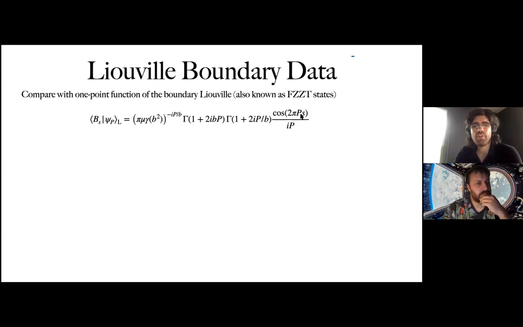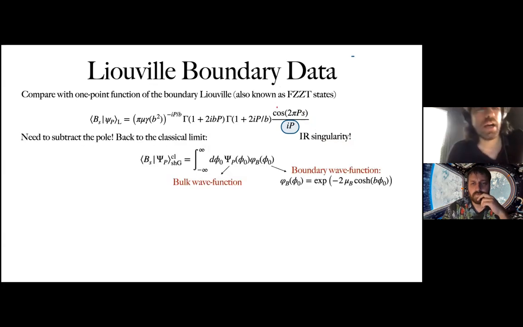Now, as I said before, we have to look at the case where P equals zero to match with sinh-Gordon, but there is a pole at P equal to zero, which is just the standard IR singularity due to the fact that the potential in Liouville is not bounded. So you have to somehow subtract this pole. To do that, we go back to the classical limit, where this one-point function in the sinh-Gordon is interpreted as the overlap between a bulk wave function and a boundary wave function. The boundary wave function is just given by this boundary Lagrangian, and the bulk wave function is the solution of the Mathieu equation that we just saw.